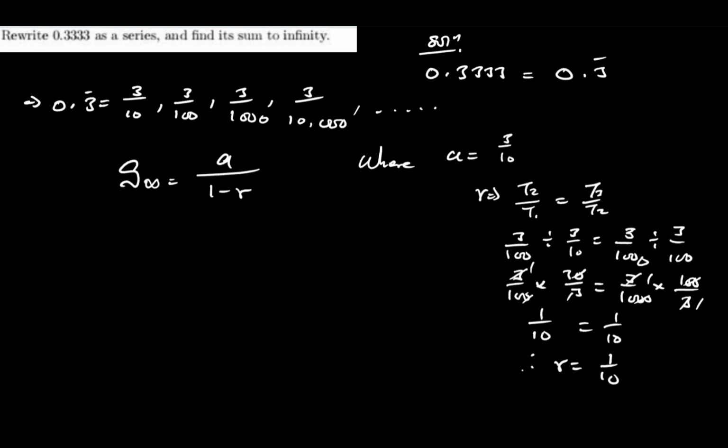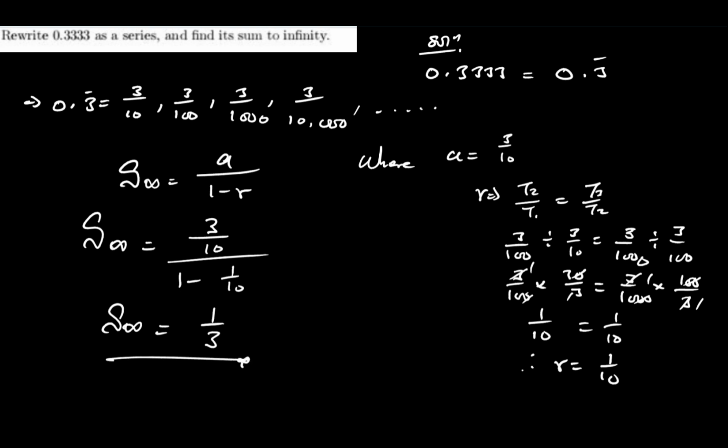Now, whenever you're finding the sum to infinity, be mindful that if the absolute value of r is less than 1, then we say that the series converges, else we say it diverges. So the sum to infinity is equal to the first term, which is 3 over 10, then over 1 minus r, which is 1 over 10. If we do our computation, we'll have the sum to infinity come out as 1 over 3 as our final answer. Or the sum to infinity can just be 0.3333, which is 0.3 bar.